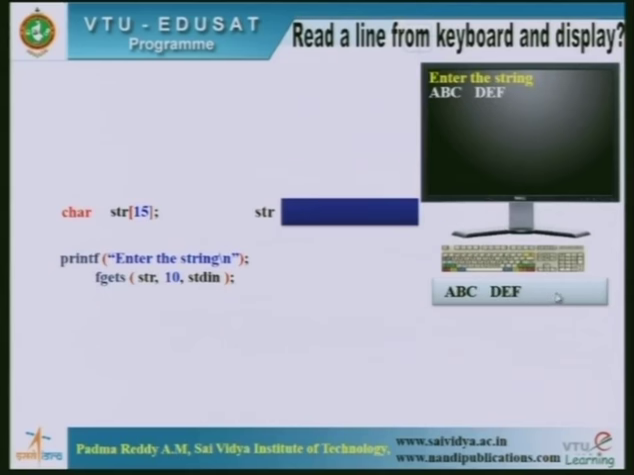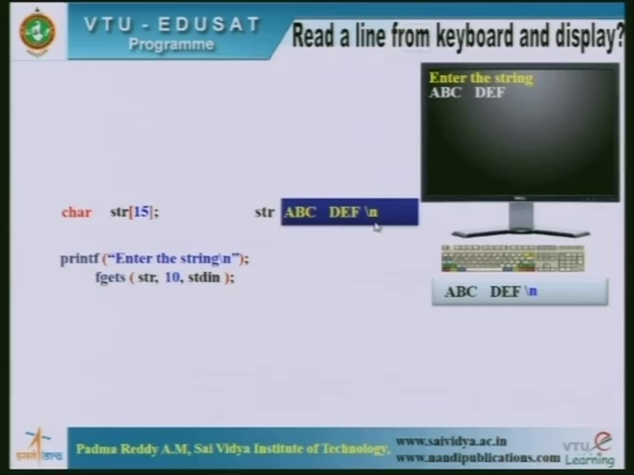Now if I press enter, and using the function fgets, the data is read from standard input. How many characters? Totally 10 characters. Here, how many characters have I pressed? 1, 2, 3, space is 4, 5, 6, 7, and here I press the enter key. The moment I press the enter key, that is nothing but \n, and that will be copied into string str. So ABC, space is 4, DEF is 5, 6, 7, and this is 8.